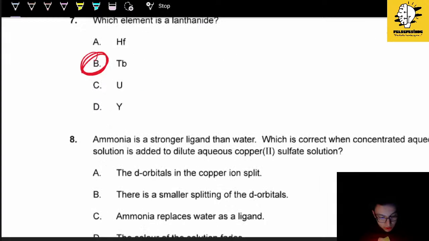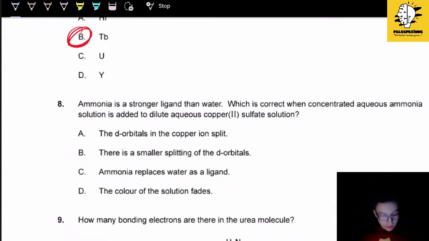Yes, exactly. Question number 8 is now coming. Ammonia is a stronger ligand than water. And this is also given in the data booklet for paper 2 questions. Which is correct when concentrated aqueous ammonia solution is added to dilute aqueous copper(II) sulfate solution? So let me directly tell you what is the important thing here.